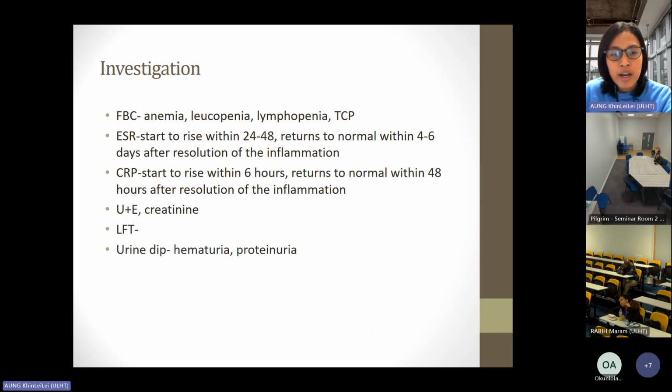You will check urea, electrolyte, creatinine, liver function test, do the urine dip, check for hematuria, proteinuria, especially if the patient is suspected of having SLE. It is very important to do the urine dip.